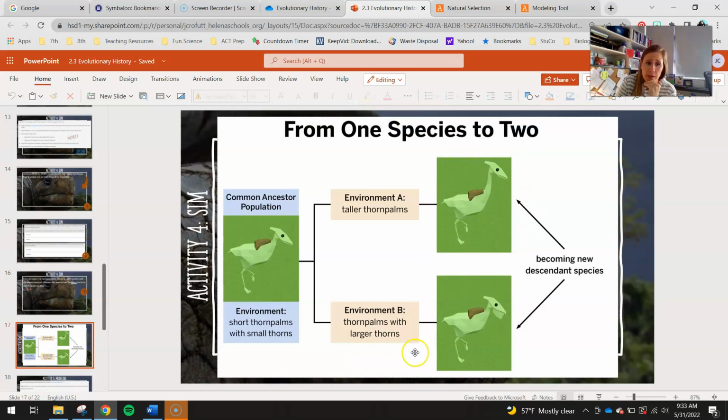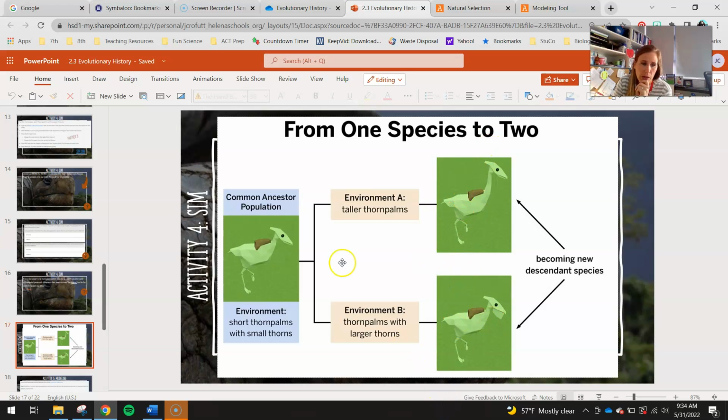Okay, just to debrief on the sim, you basically had the same common ancestor population of Australopes, and then you divided them into 2 different environments. Environment A with the taller thorn palms, and environment B with the larger thorns. Then from there we formed 2 descendant species. So they have shared structures, but there are a lot of differences in those shared structures.